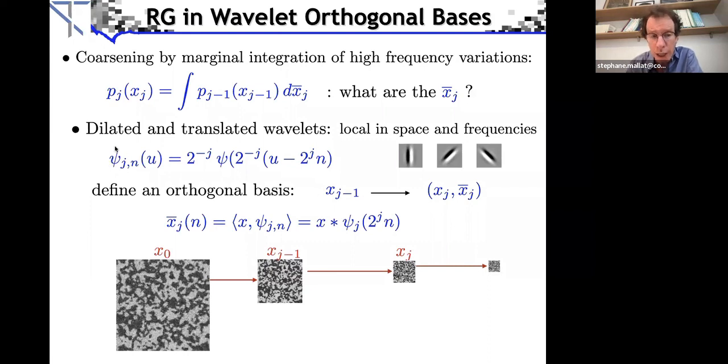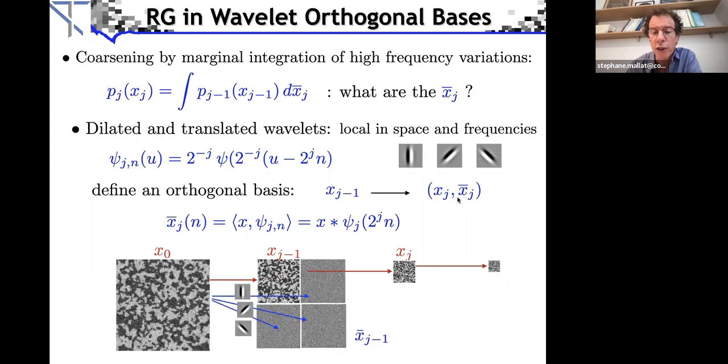And with these wavelets, if you dilate them by scale 2^j and you translate them, you can get an orthogonal basis. What does that mean? It means that if you take your field X_{j-1}, you can expand it orthogonally into a coarser field plus the wavelet coefficients. You see this field is expanded into this one. Here are the wavelet coefficients, which are the high frequency fluctuations that allow you to come back to X_0. Then X_{j-1} can be redecomposed: coarser field, wavelet coefficients, coarser field, wavelet coefficients.